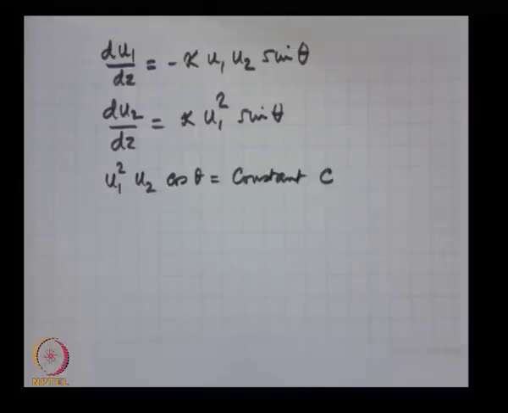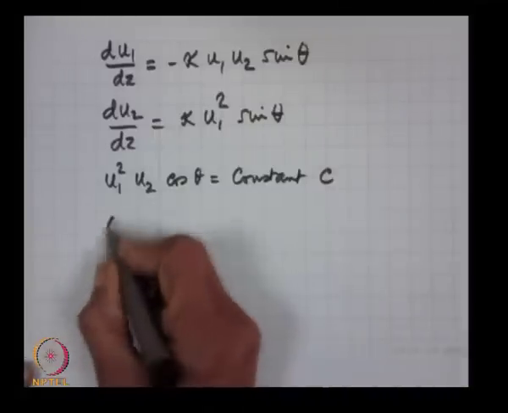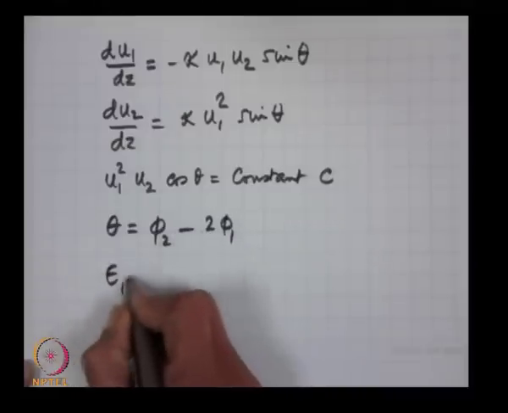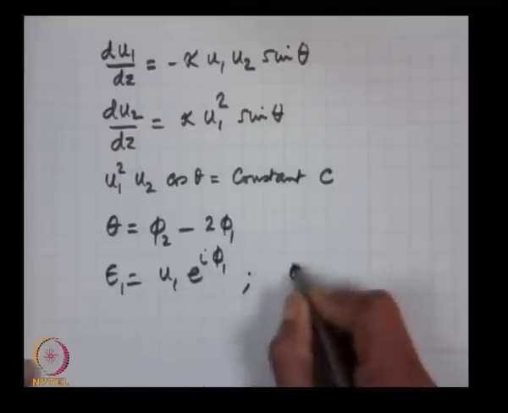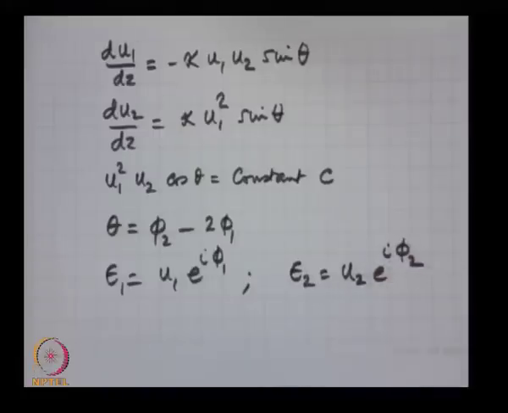So that means as the waves progress, u1 is the amplitude of the electric field at frequency omega, u2 is the electric field amplitude at 2 omega, and theta was defined as phi 2 minus 2 phi 1. So E1 was written as u1 e to the power i phi 1, and E2 was written as u2 exponential i phi 2. So there is no approximation in these equations. We are assuming there is interaction between omega and 2 omega only.